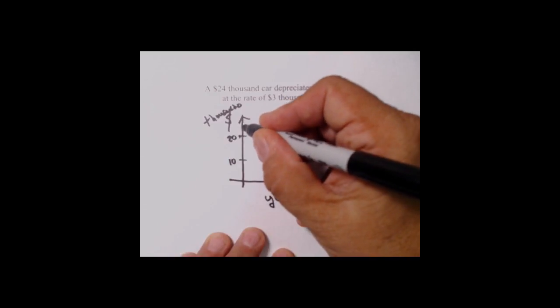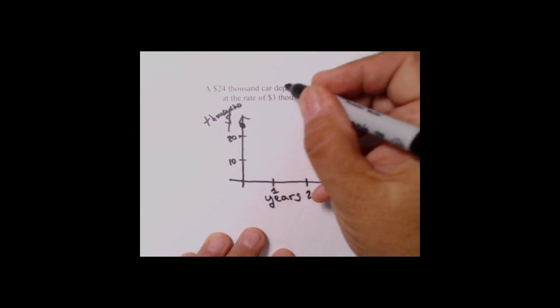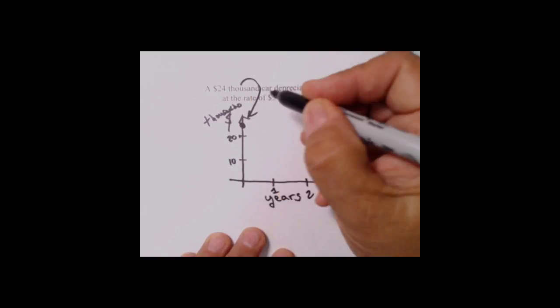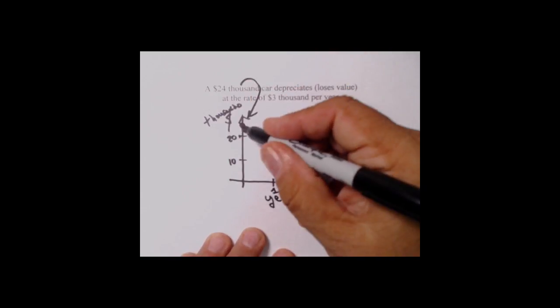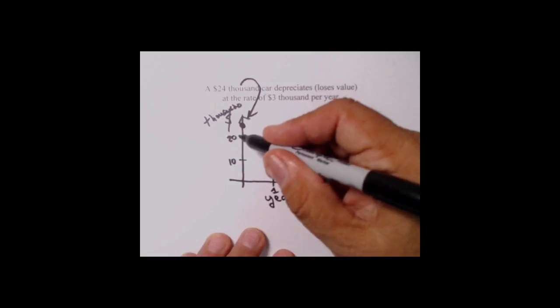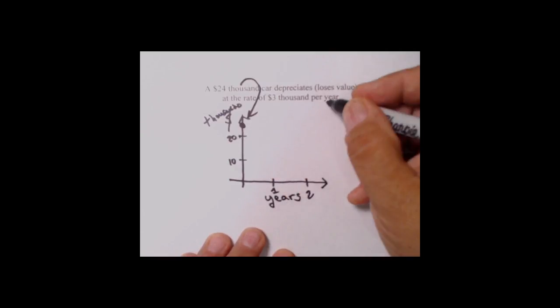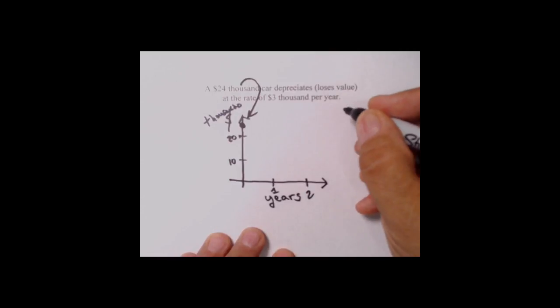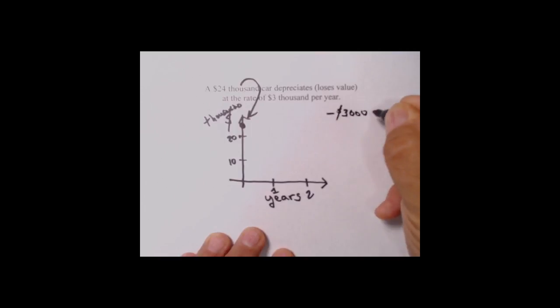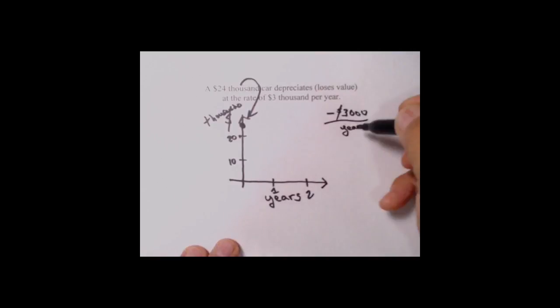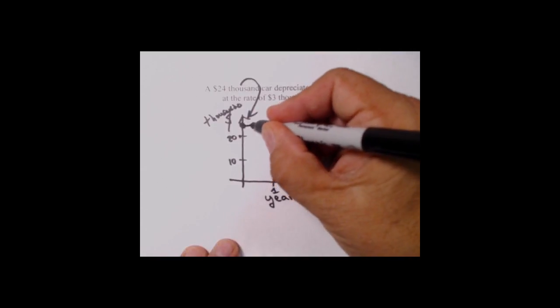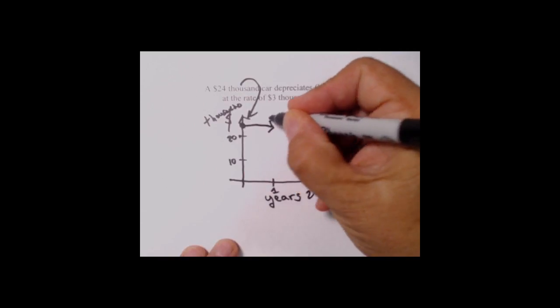24,000 will be up about here, and so that's our starting value right there. Y-intercept again, the car is initially worth $24,000 when it's first purchased. Well, now what's happening is it's going down, depreciating at a rate of minus $3,000 per year.